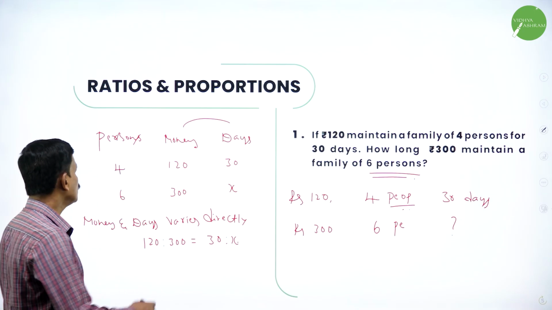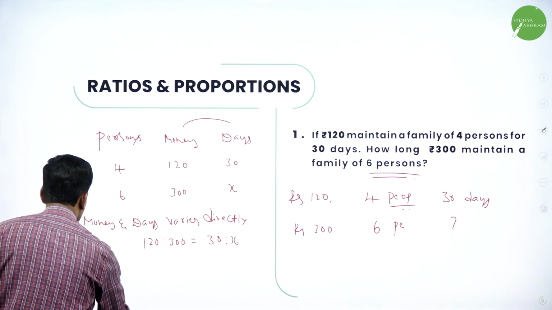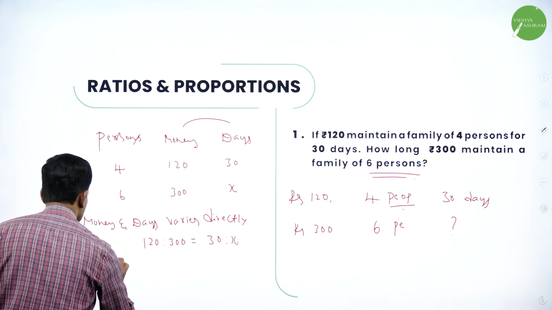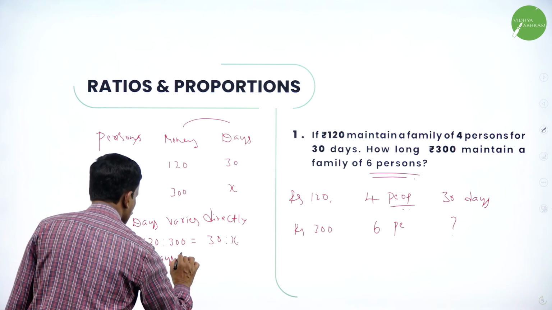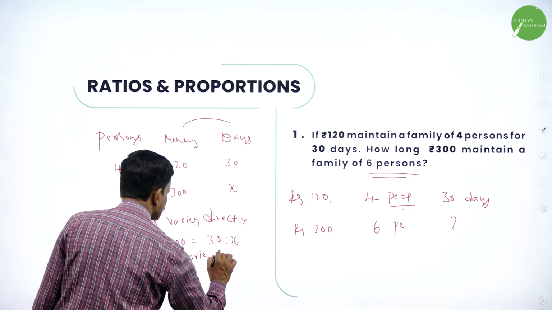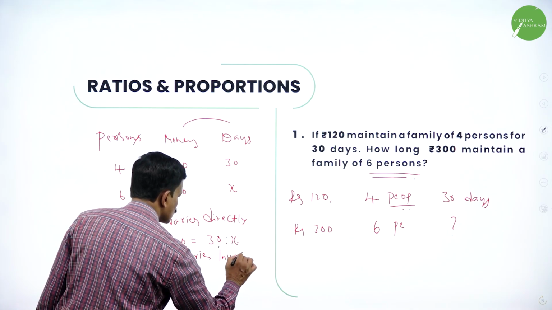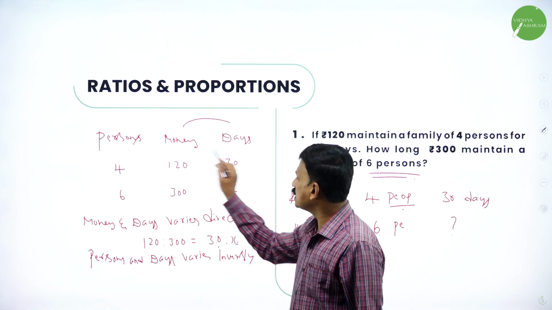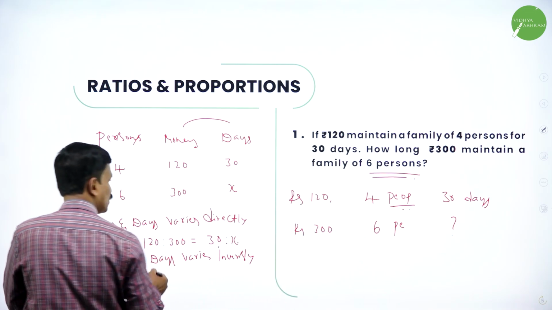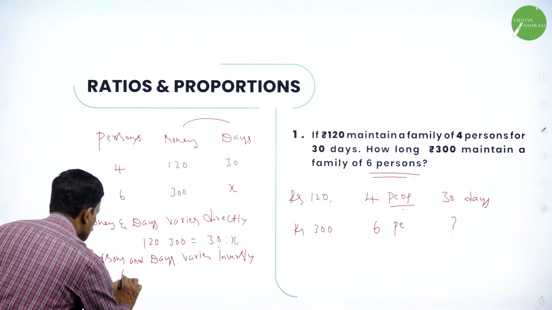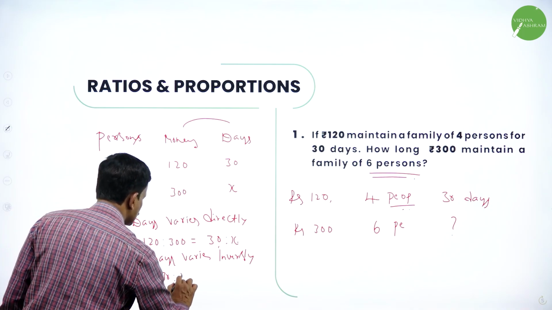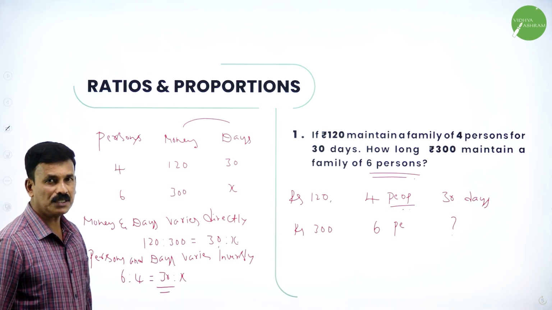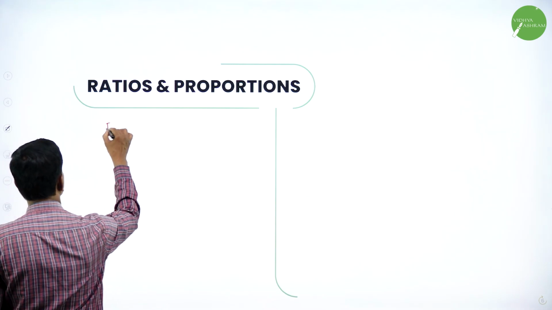And the second one, persons and days vary inversely. Varies inversely means we can write 6 is to 4 is equal to 30 is to x. That's it, right? Okay.